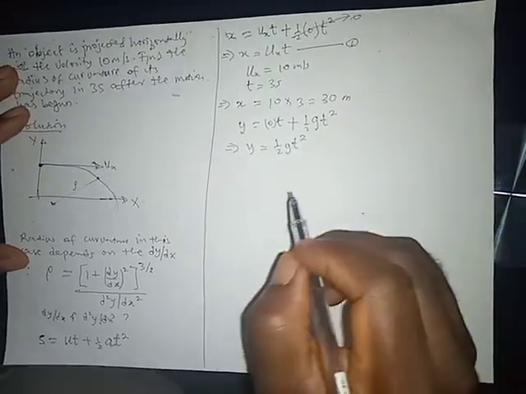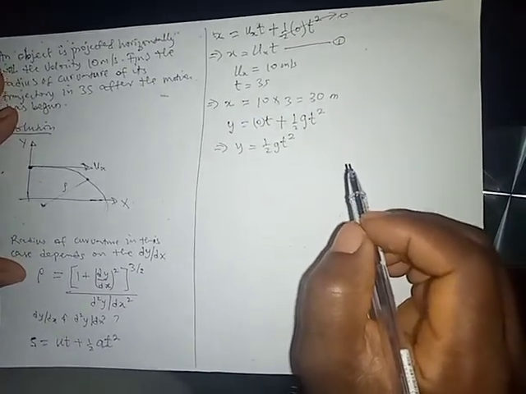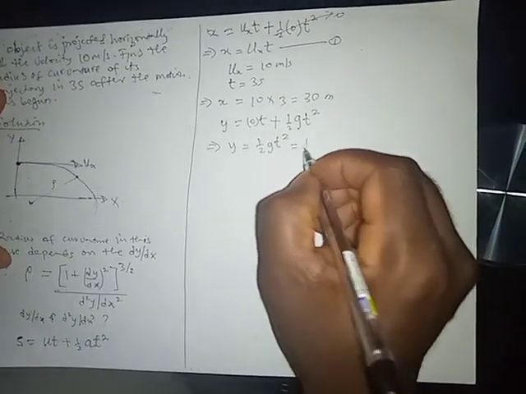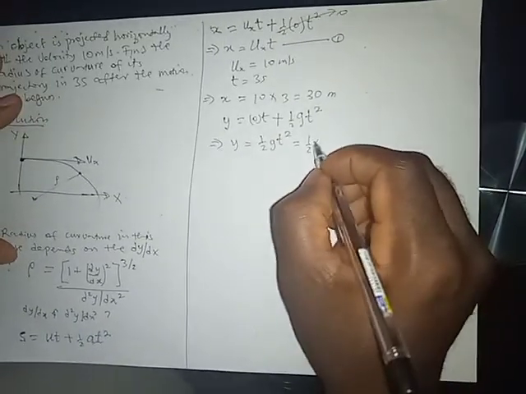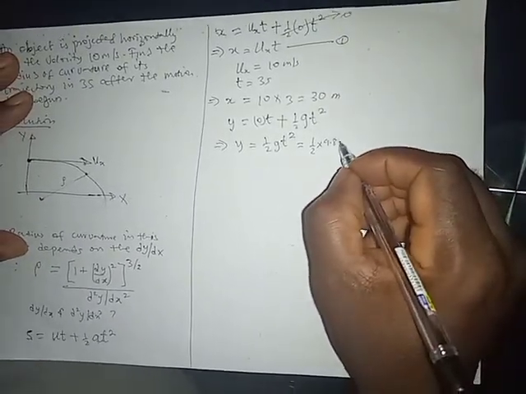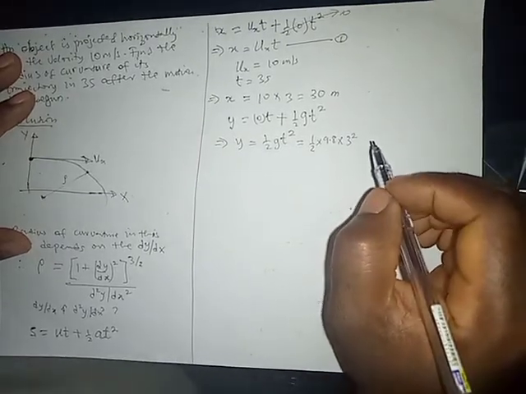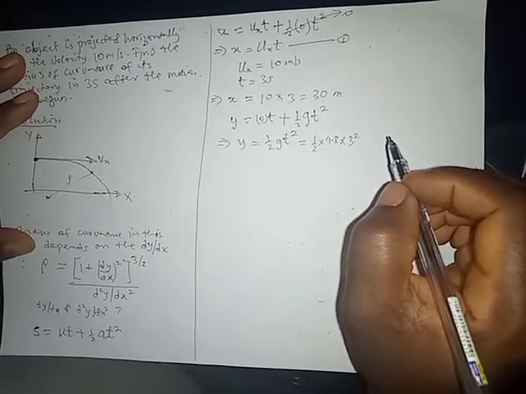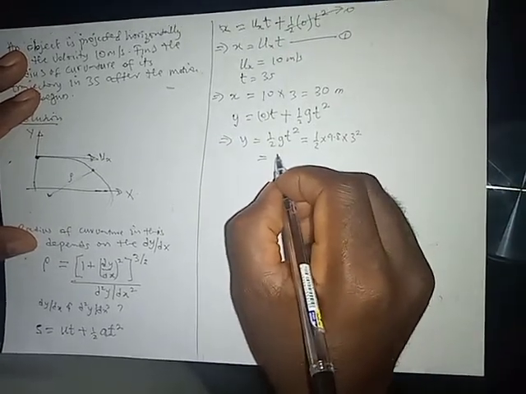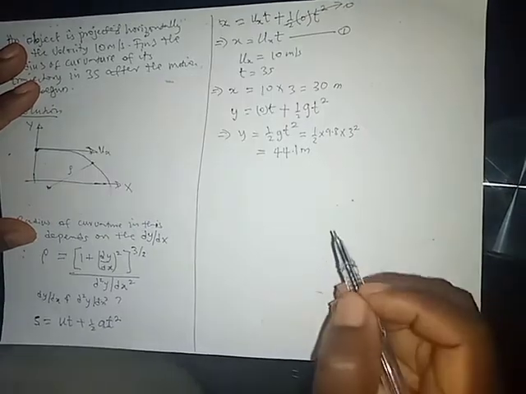We can resolve this further by saying that this is equal to half, g is 9.8 meters per second squared, multiplied by 3 seconds squared. That is 3 squared. And using our calculator, we can obtain that to be 44.1 meters.